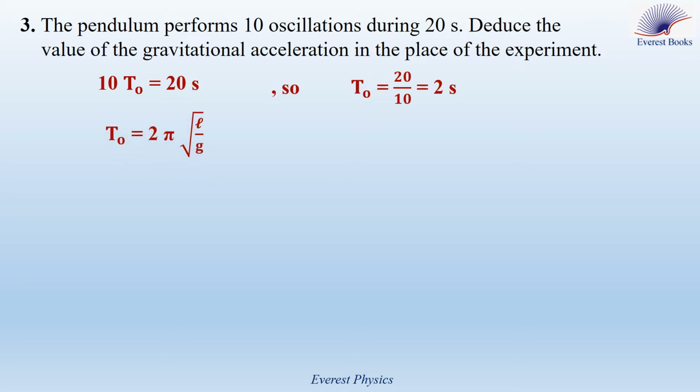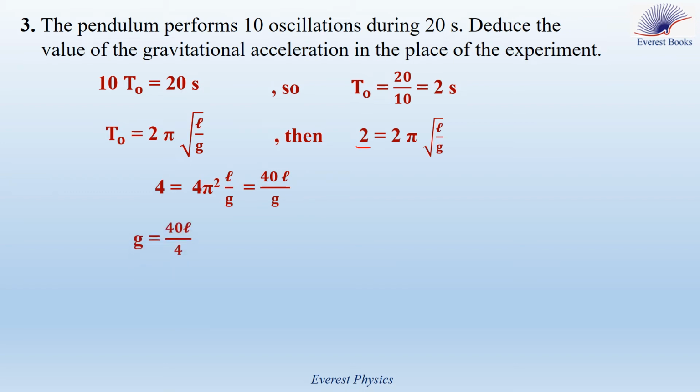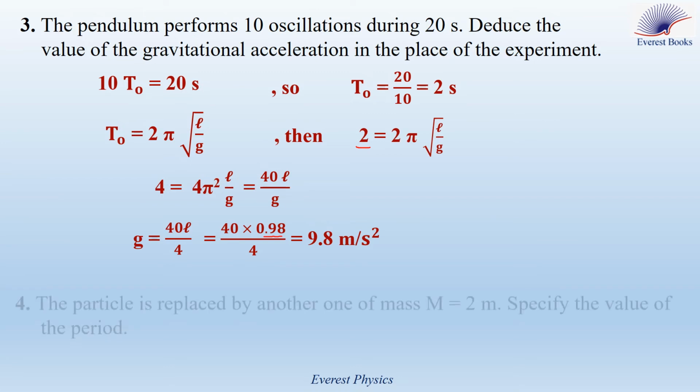Now, using the formula proved in the previous slide, T0 equal to 2 pi the square root of L over g, then replace T0 by its value, which is equal to 2 seconds. So 2 equal to 2 pi the square root of L over g. Squaring both sides, 4 equal 4 pi squared L over g, which is equal to 40 L over g, since pi squared is equal to 10. Now, rearrange, so g is equal to 40 L over 4. Replace L by its value, which is equal to 0.98. Therefore, the gravitational acceleration is equal to 9.8 meter per second squared.